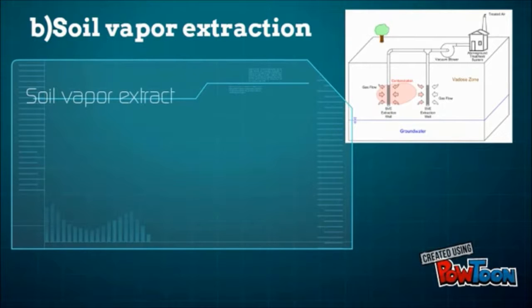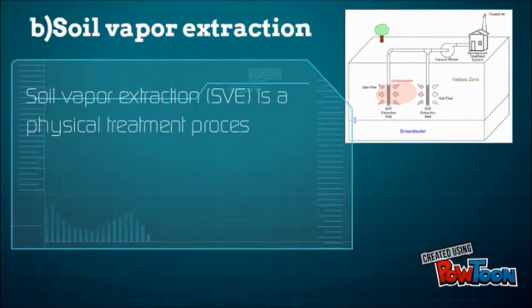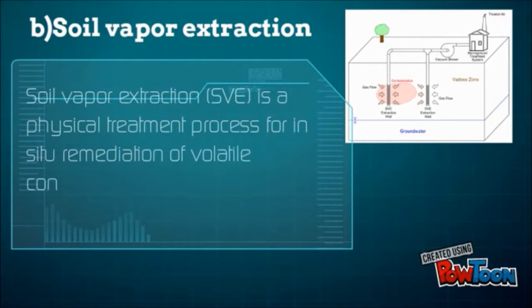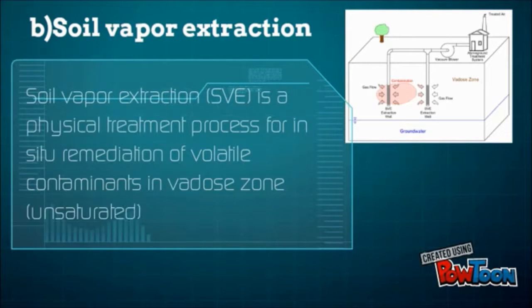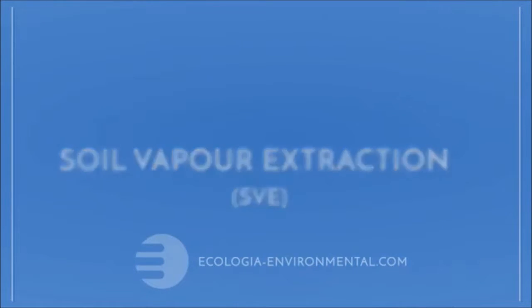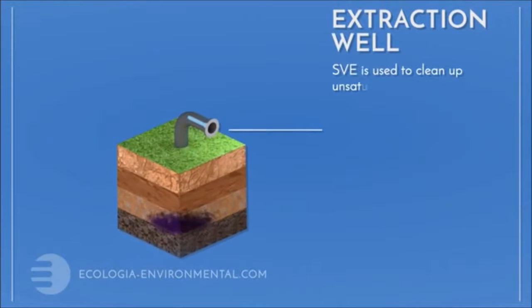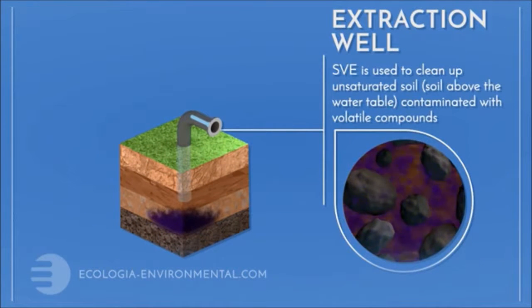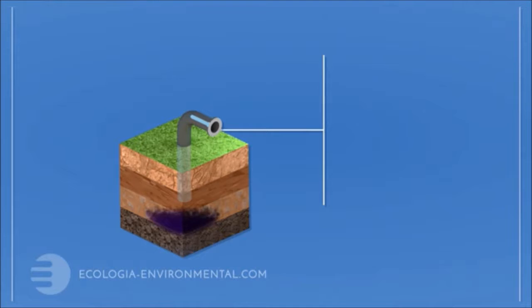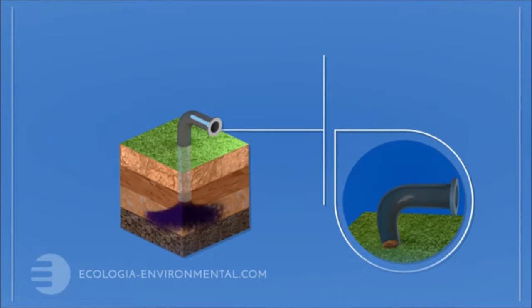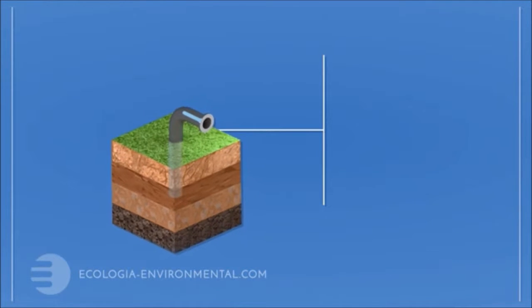Soil vapor extraction is a physical treatment process for in situ remediation of volatile contaminants in vadose zone soils. Ecologia's soil vapor extraction technology is a well-proven and relatively simple approach to contamination in the unsaturated zone, that is, the soil above the water table. We literally suck volatile contaminants such as petrol and solvents out of the soil.